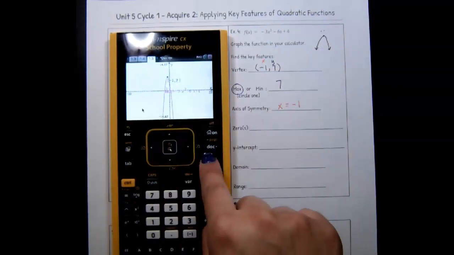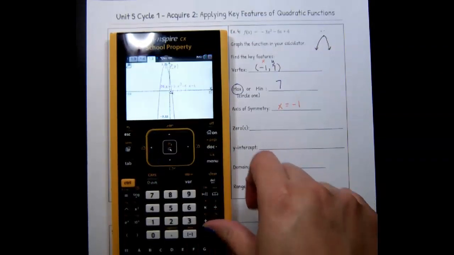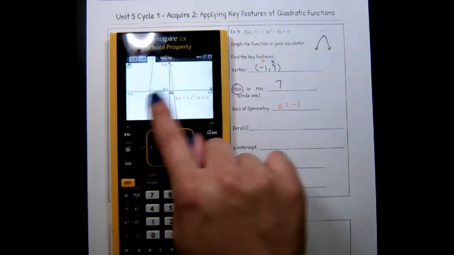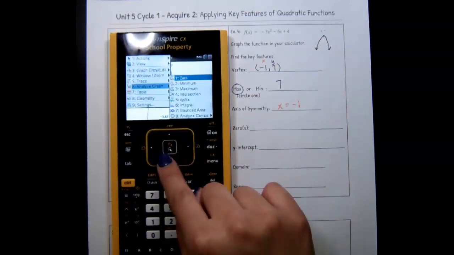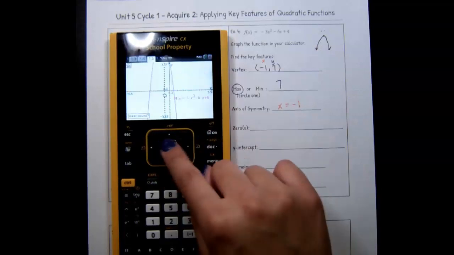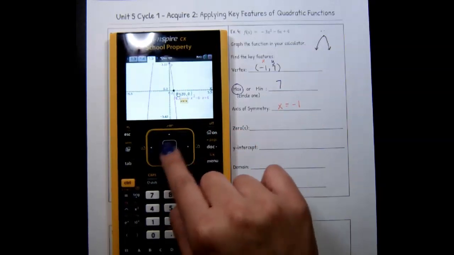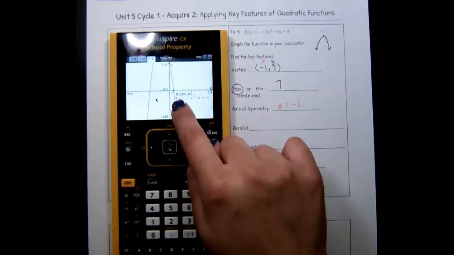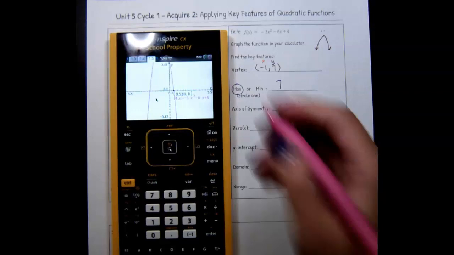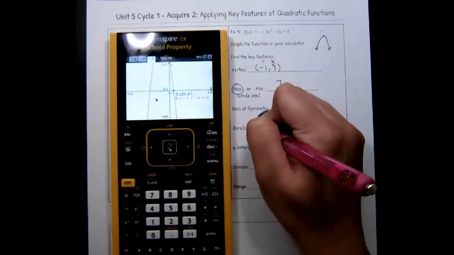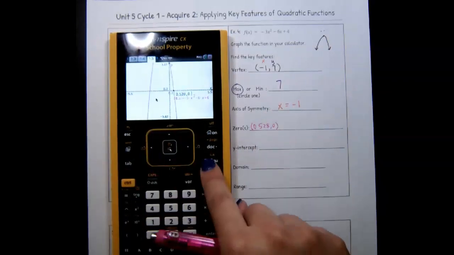Zeros. I have 2. If I zoom in instead of zoom out, we can see that that parabola intersects the x-axis at 2 different places. The calculator will tell us what it is. Menu, analyze graph. I'm looking for the zero. There's 2 of them, so we have to do it separately. My line is closer to this one, so I'm going to find that one first. I just highlight where I know that the graph intersects the x-axis, and it tells me that my first x-intercept is 0.528, 0.